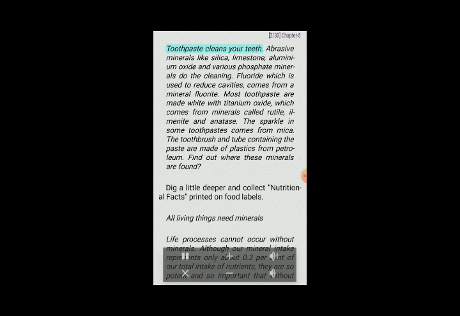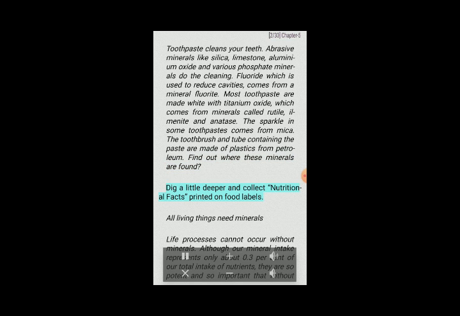A bright smile from toothpaste and minerals. Toothpaste cleans your teeth. Abrasive minerals like silica, limestone, aluminium oxide and various phosphate minerals do the cleaning. Fluoride, which is used to reduce cavities, comes from a mineral, fluorite. Most toothpastes are made white with titanium oxide, which comes from minerals called rutile, ilmenite and anatase. The sparkle in some toothpastes comes from mica. The toothbrush and tube containing the paste are made of plastics from petroleum. Find out where these minerals are found.